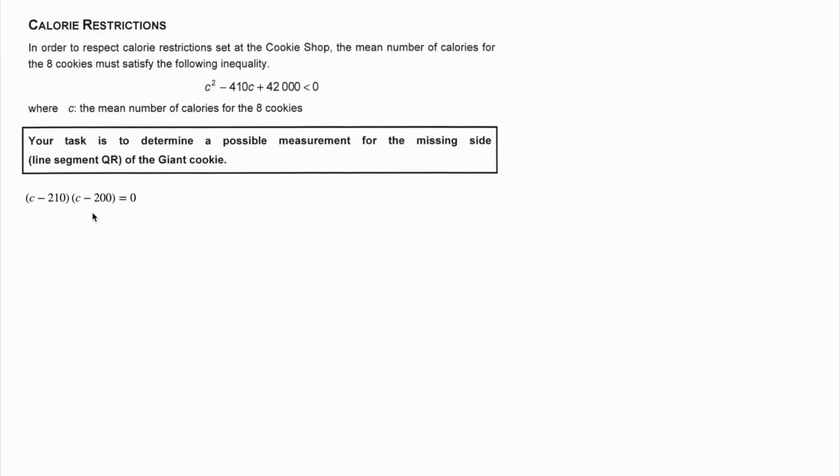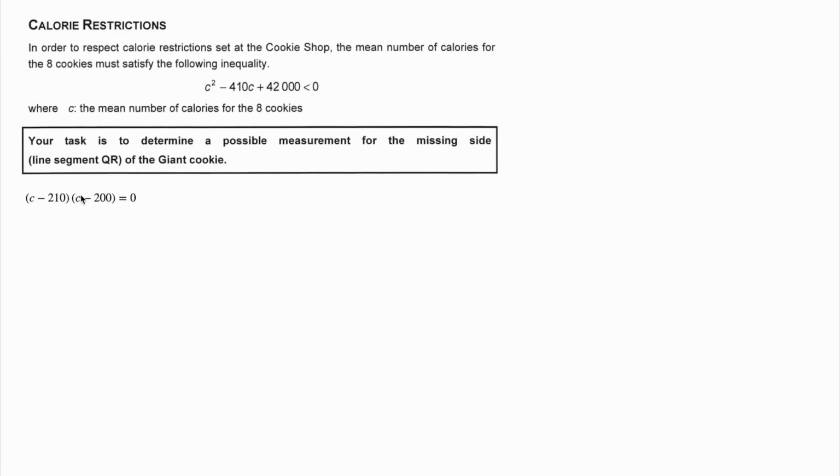In order to solve the giant cookie, I need to know how many calories I'm able to play with. I'm just looking at this parabola. I'm going to factor that. I want to find its zeros. I'm setting this equal to 0, and then I factor the 42,000. I'm looking for the factors of 42,000 that add up to give negative 410. It turns out to be negative 210 and negative 200.